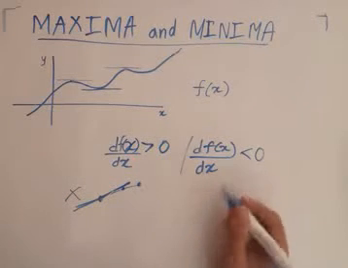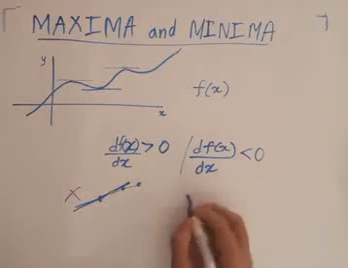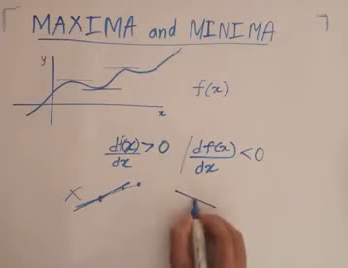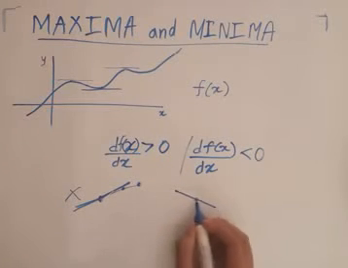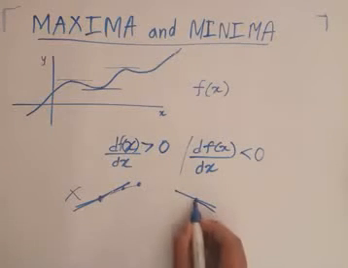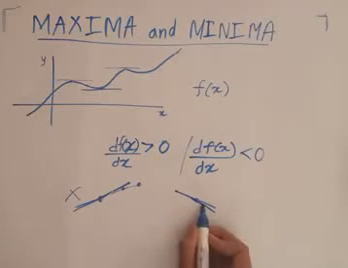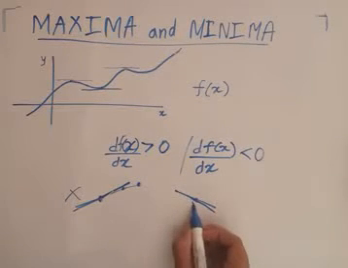Similarly, if the derivative is less than 0, that means the tangent line looks something like this. That means the function is decreasing at the point. And so again, this cannot be a minimum.